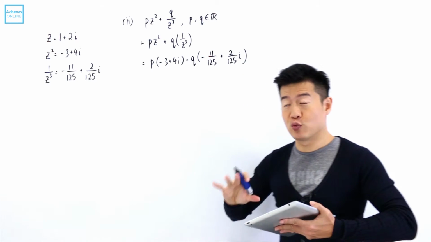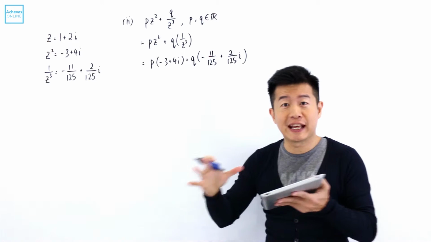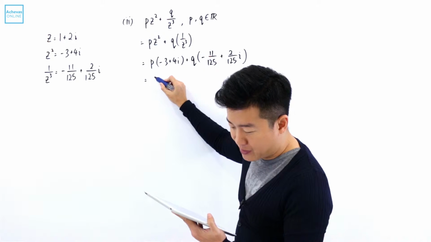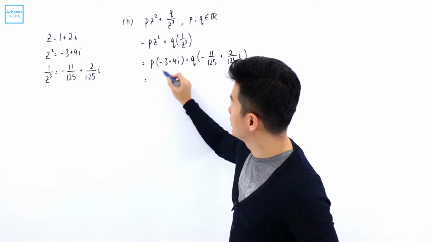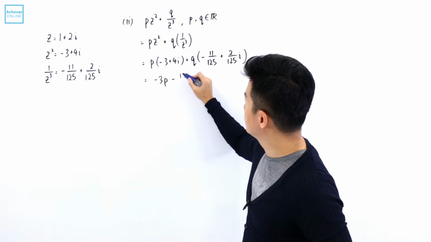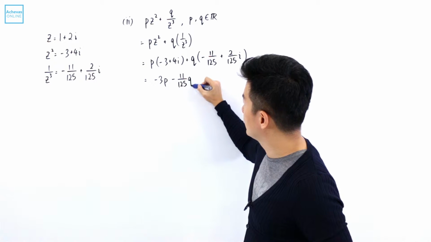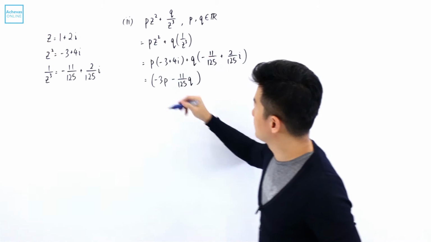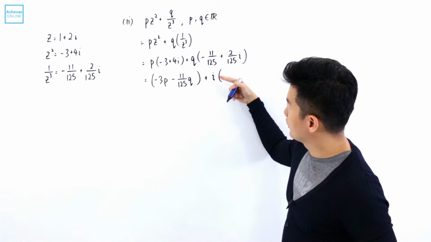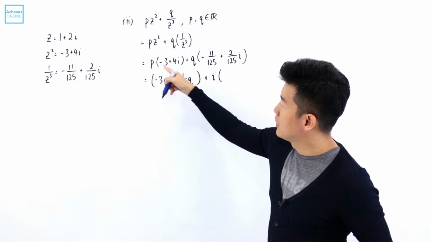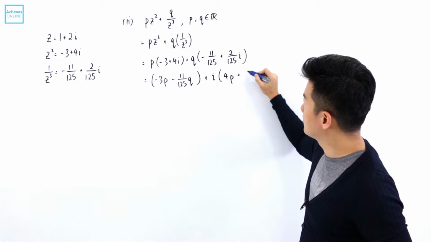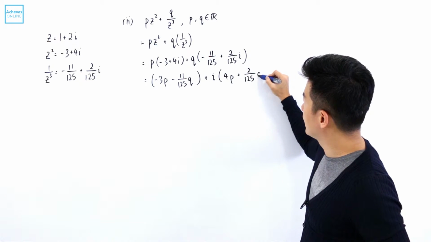My motivation now is to regroup what I have here into the real portion and the imaginary portion. Grouping the real portions together, this is the real portion, so it is minus 3p, and this is the real portion, so it is minus 11 over 125q. It is the real portion of this expression plus an i of the imaginary portion. The imaginary portion will have coefficient 4 and p, so here is 4p, and q and 2 over 125 is plus 2 over 125 of q.